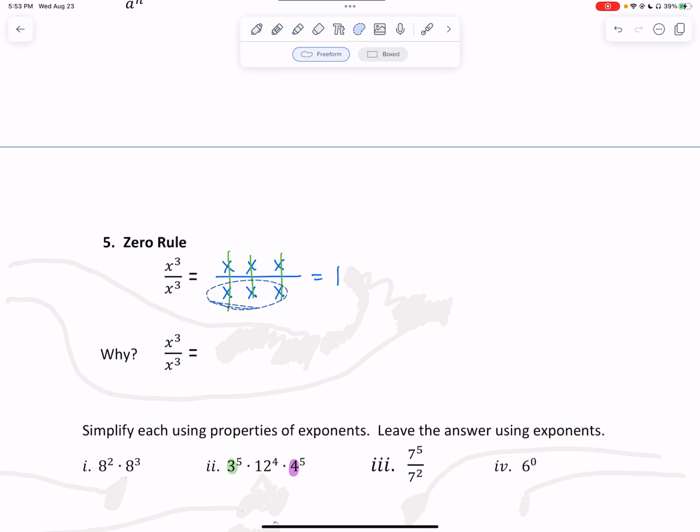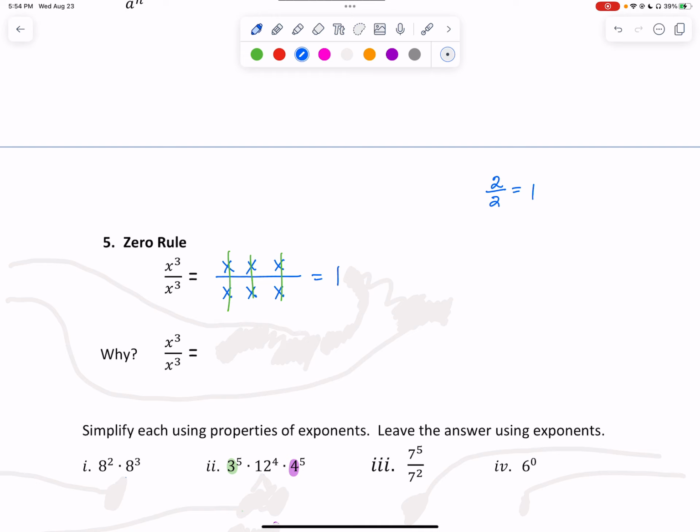Now I put a 1 there. I have a lot of students say everything canceled, so it's 0. But let me show you. If I made it 2 over 2, you know you've got 2 pizzas divided by 2 people. Everybody gets 1 slice, 1 pizza, right? Okay. So when everything cancels, you have 1 left.